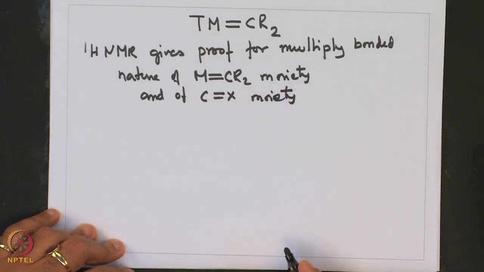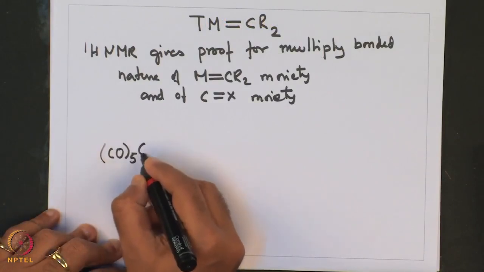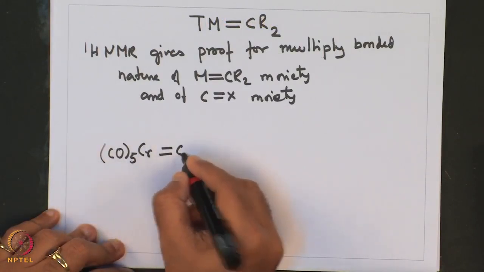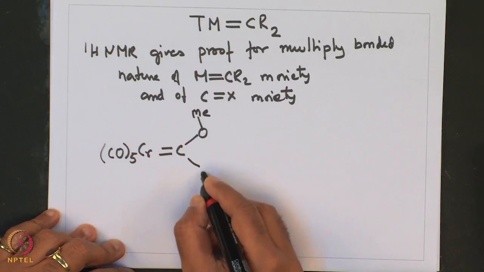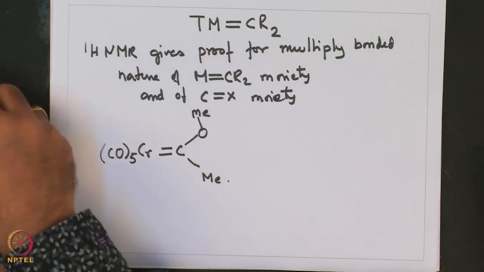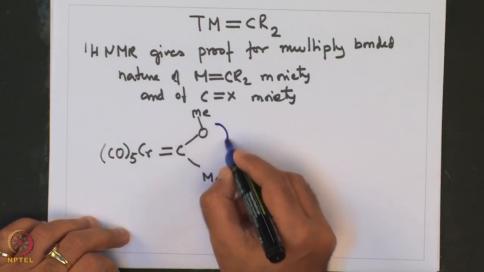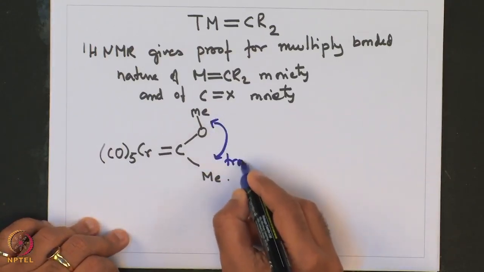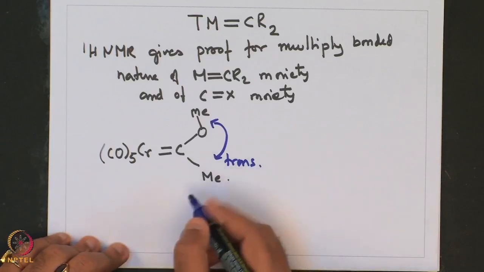And the same can be seen from the proton NMR of a Fischer carbene complex, particularly for a pentacarbonyl chromium carbene, with CO and methyl groups. Now, this geometry is called a trans geometry, trans with respect to the two methyl groups, and in the solid state it exclusively exists in the trans form.